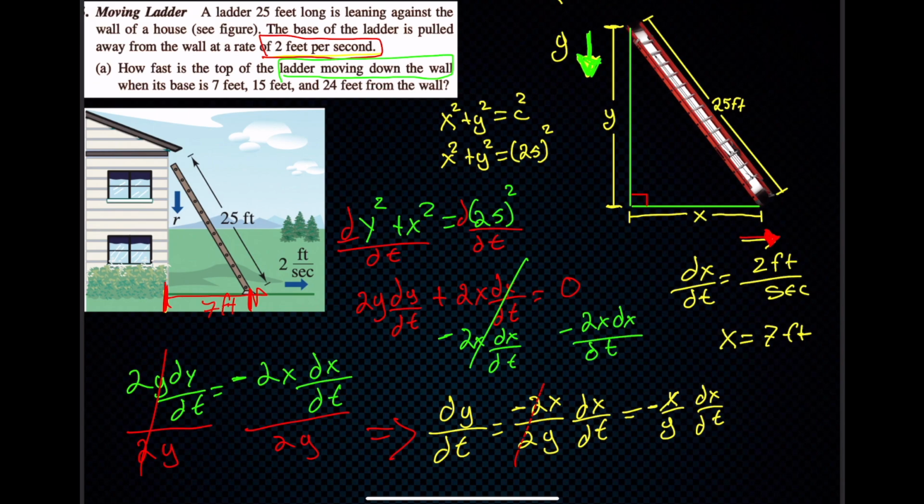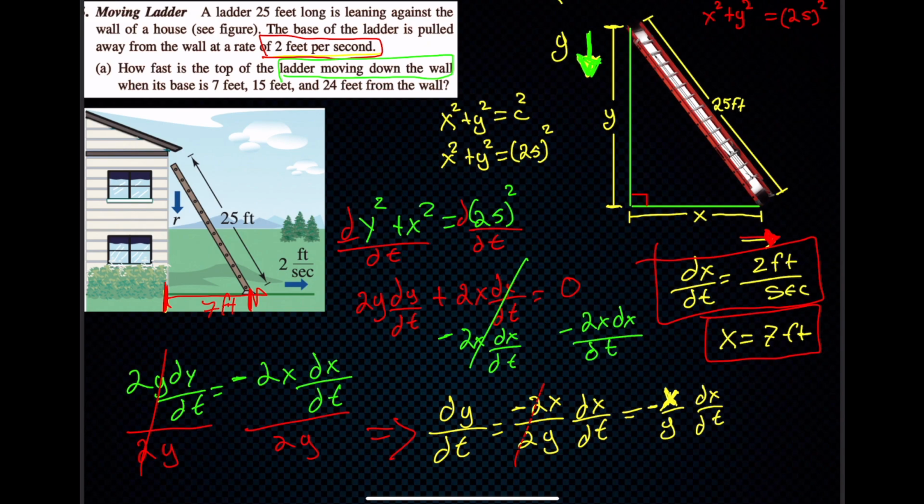Now we're ready to plug in the values. It's totally up to you, but if you want to calculate this solution, we need to input the values for x and y. How do we do that? Well, we have our formulas here. We already know the x value is equal to 7. We also know dx/dt, but we need to find the value of y. x squared plus y squared equals 25 squared. That doesn't change. It's a fixed value. The ladder doesn't shrink at all.